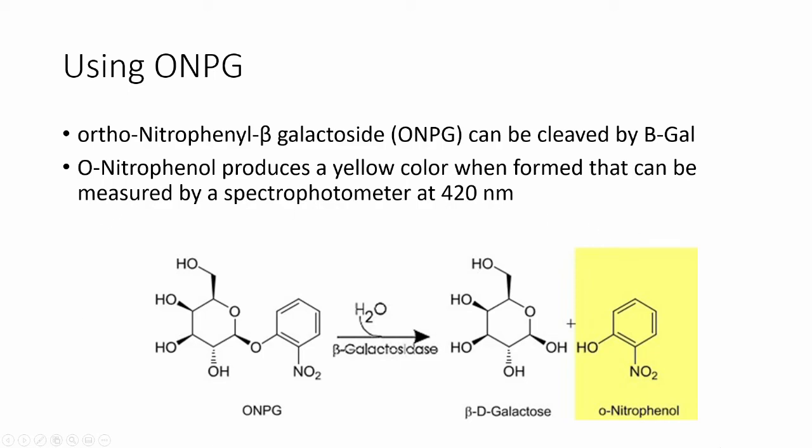So for this assay, all we're really testing is if we mix all of these components together, ONPG and beta-gal, and just put them together, will the solution turn yellow? If it does, that's a very good indication that our actual beta-gal is able to cleave and is functioning properly.